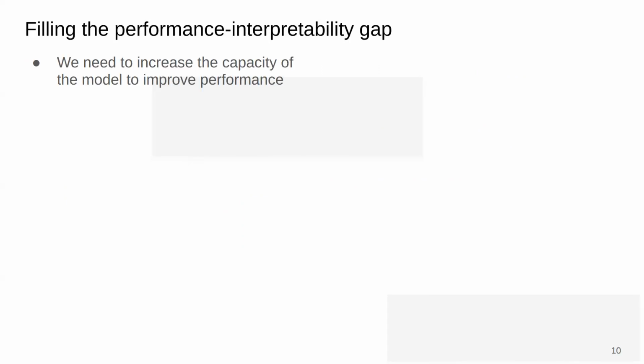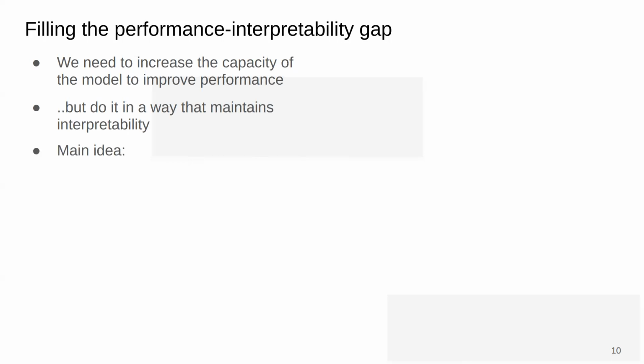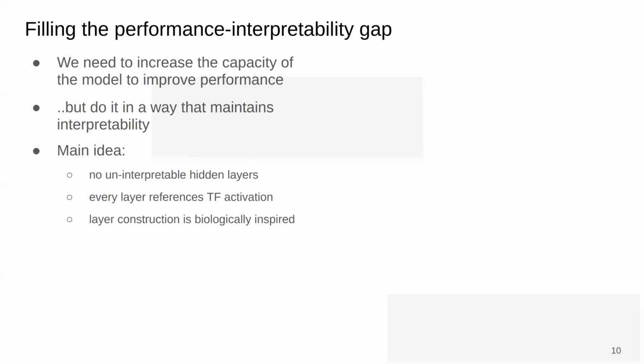So we want to design a model that really fills this performance interpretability gap. We want to increase the capacity of our model and improve performance, but do it in such a way that maintains the intrinsic interpretability we see in the linear model. The main idea is that we're not going to have any uninterpretable hidden layers. Every layer actually references TF activation, and all we're allowed to do is modify it. The layer construction is biologically inspired, and so we call our model the totally interpretable sequence to function model.